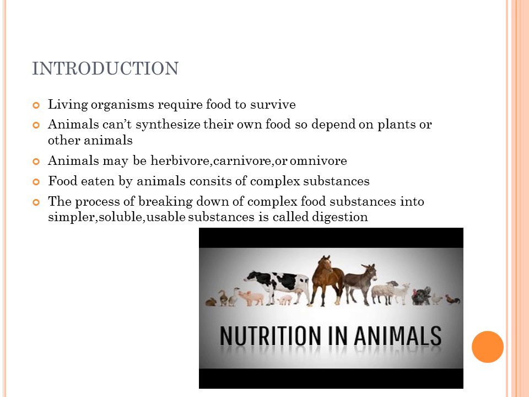Introduction. Living organisms require food to survive. Animals cannot synthesize their food, so they have to depend directly on plants or other animals. Animals may be herbivore that eat plant, carnivore that eat flesh, or omnivore that eat flesh or plant. Food eaten by animals consists of complex substances. The process of breaking down of complex substances into simple, soluble, and usable substances is called digestion.